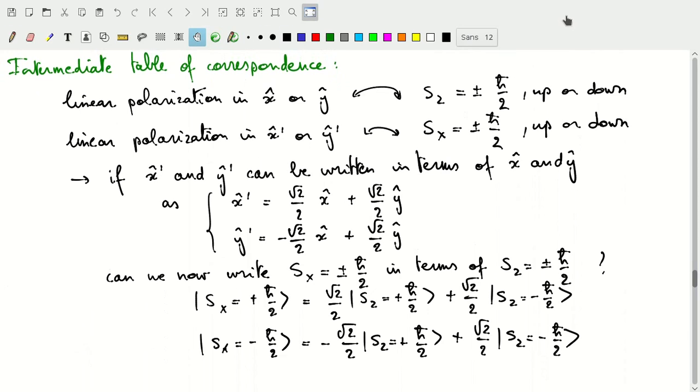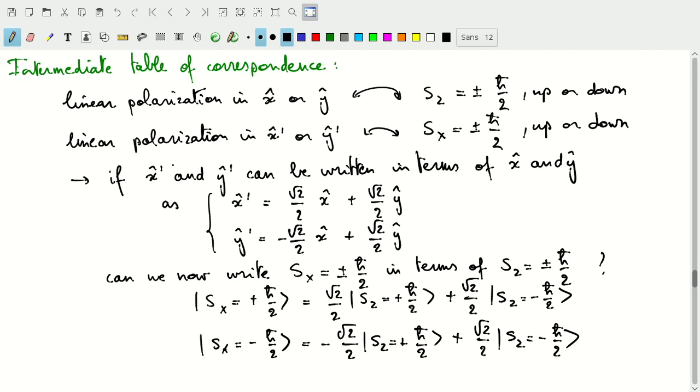So if we now look at our correspondence between the Stern-Gerlach on the right and light polarization on the left here, our linear polarization in the x and y direction corresponds with having a SZ component that is equal to plus or minus h bar over 2, or spin component along the z direction up or down, and the other 45 degrees rotated reference frame in x prime and y prime, the linear light polarization along those directions is then analogous to the x component of the spin equal to plus or minus h bar over 2.